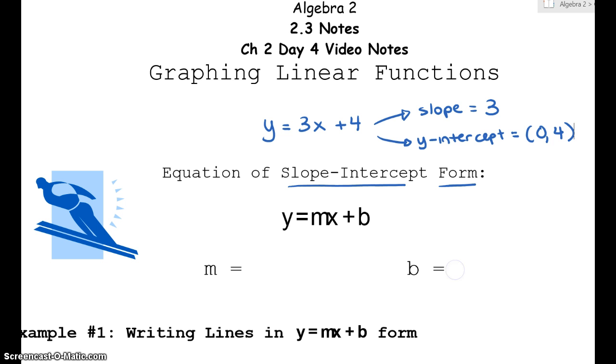Alright, so in general, without the numbers, we always say y = mx + b, where the m, once again, stands for the slope, and the b stands for the y-intercept. Okay, and it's really important that you say it's the y-intercept because there are two types of intercepts on our graphs. So just make sure you realize it's the y one.